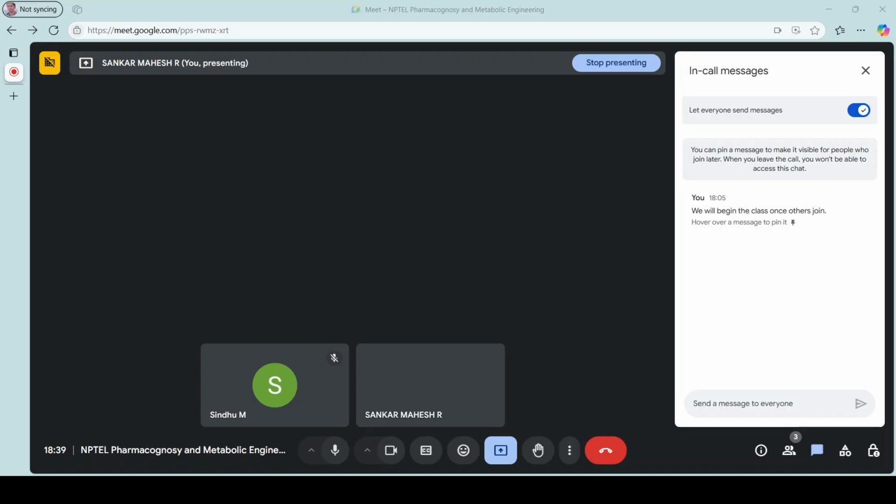The next question is, identify the pharmacological property for which the compound artemisinin is used as a drug. Option A, hepatoprotective. Option B, anti-cancerous. Option C, anti-malarial. And option D, anti-diabetic. You can take a couple of minutes to think about this question.